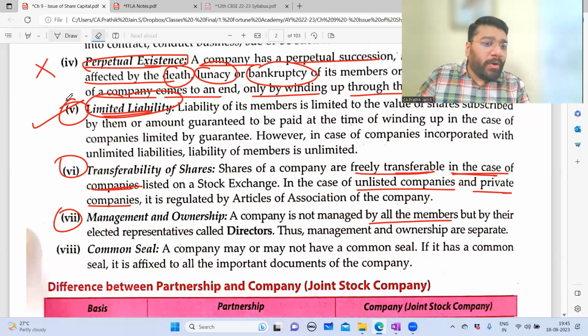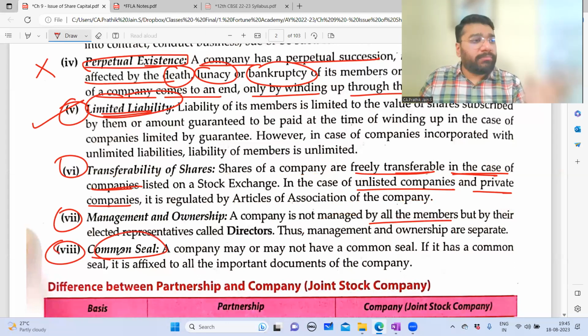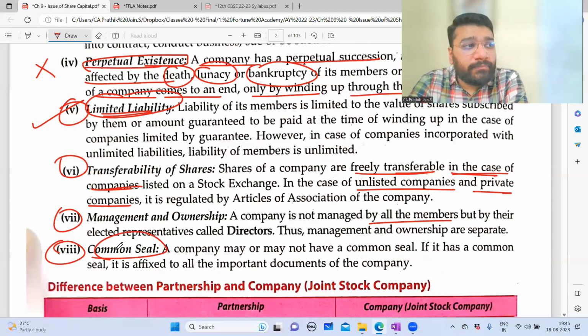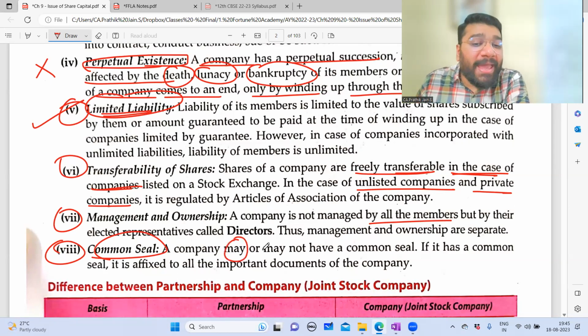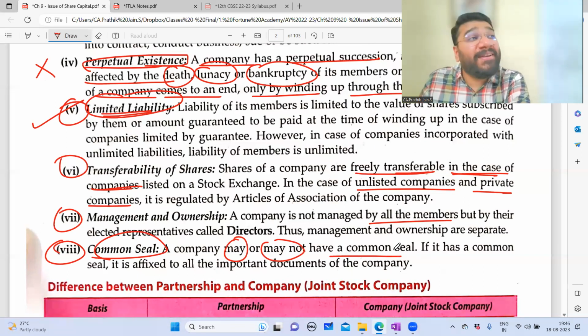Okay, all those who have studied this in business studies, what is a common seal? It's more like a company's signature, like an authorization. Is it compulsory or optional? A company may or may not have a common seal.